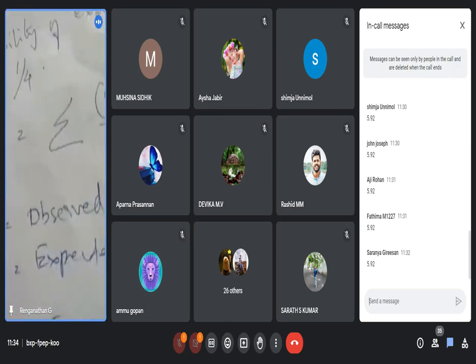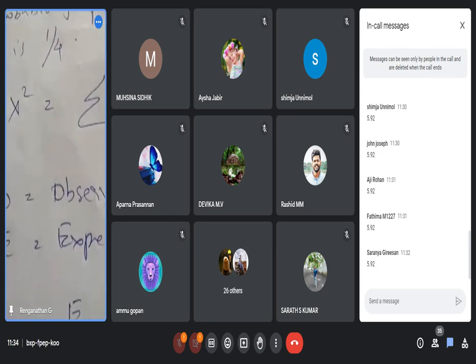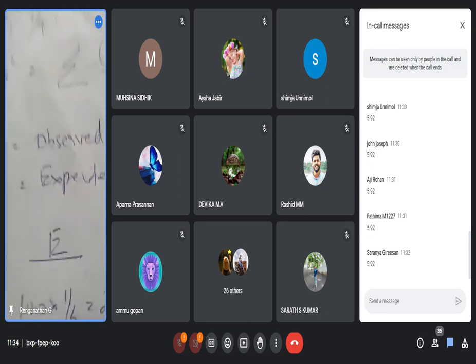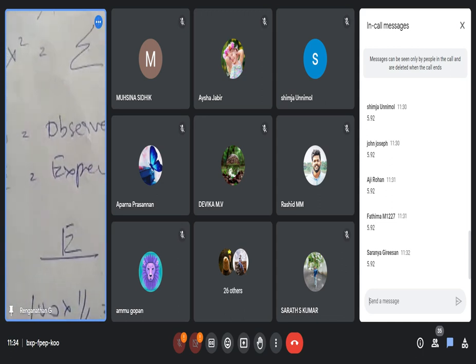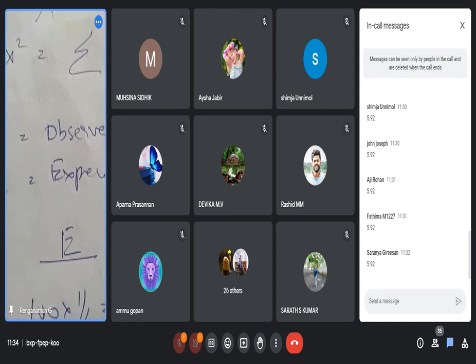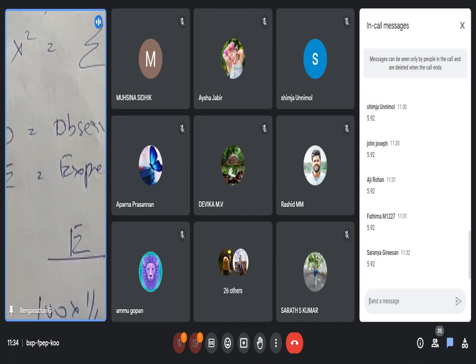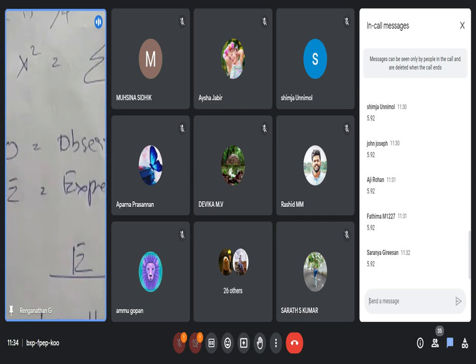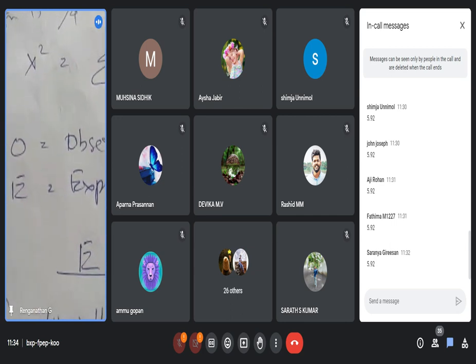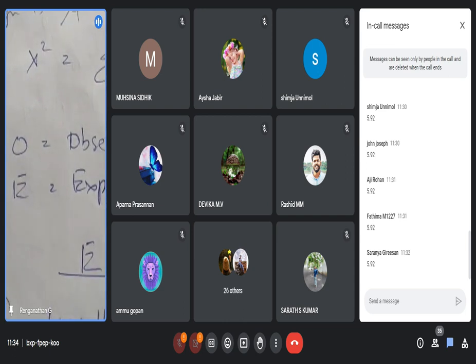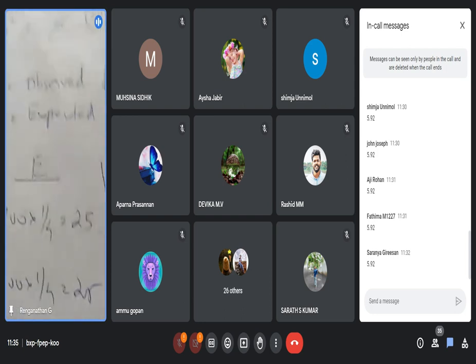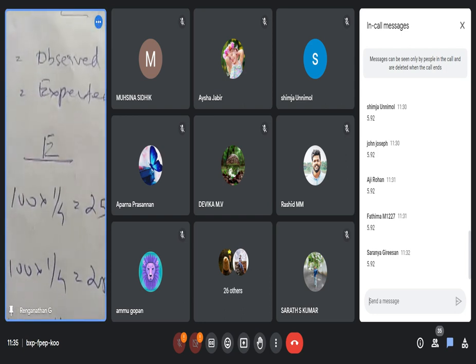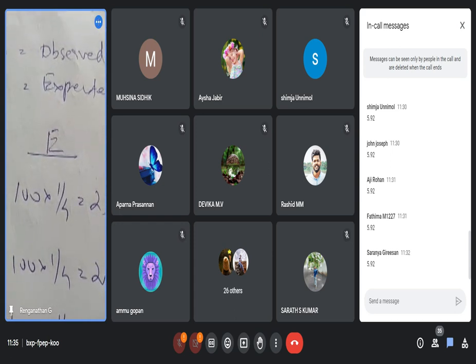Now everybody write that. At a 3 degree of freedom and a 5% significance level, the table value, meaning the X square table value or chi square table value, is 7.815.